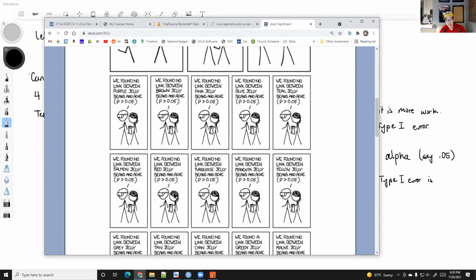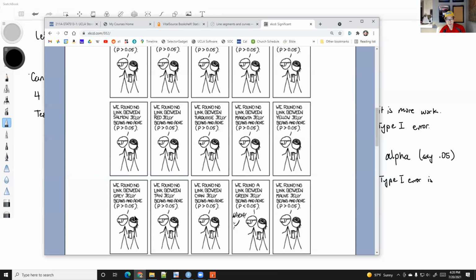We found no link between red jelly beans and acne, p greater than 0.05. We found no link between turquoise jelly beans and acne, p greater than 0.05. We found no link between magenta jelly beans and acne, p greater than 0.05. We found no link between yellow, gray, tan, and cyan jelly beans and acne, p greater than 0.05.